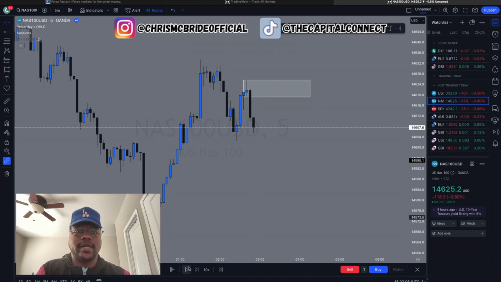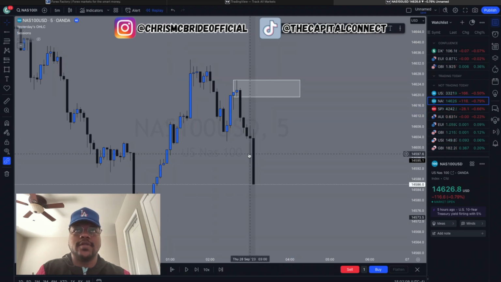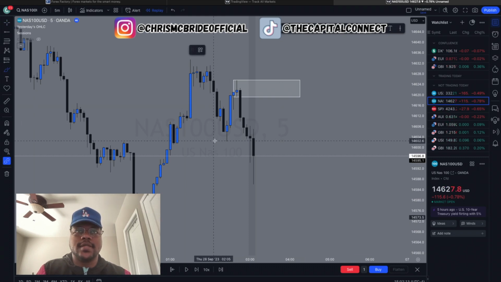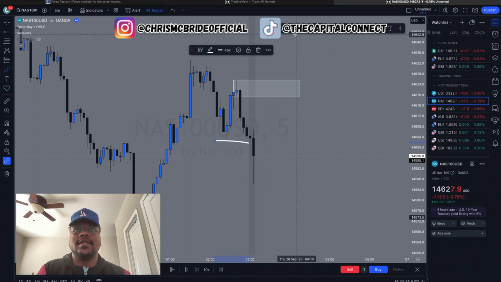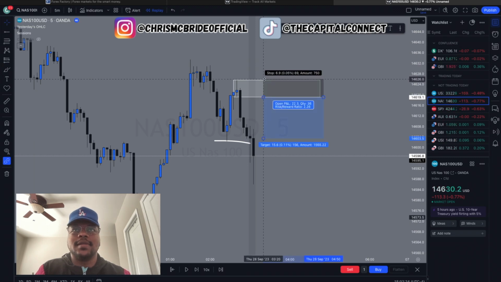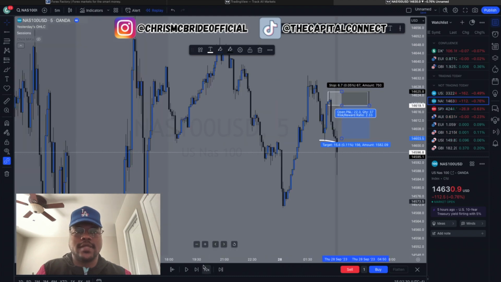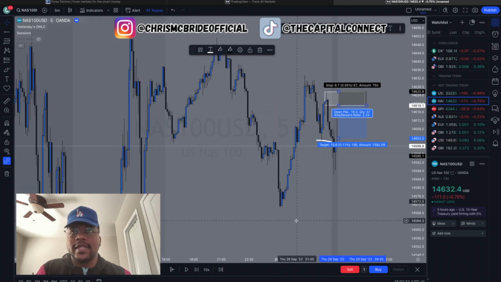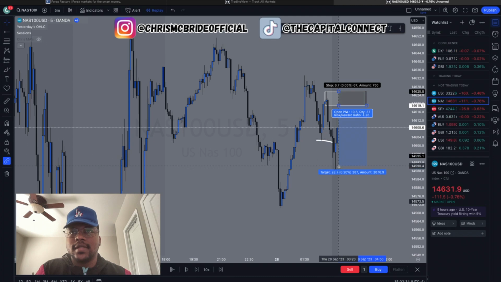Now let's see if we get a breaker structure. Boom, we get our breaker structure, right? We broke this low here. So all we're going to be waiting on is for price to get back up into our zone and we're going to sell. Very simple. So let's go ahead and mark this off. Stop loss would have been 7 points, targeting the recent low. Let's see wherever that is. Okay, boom. Recent low is here.